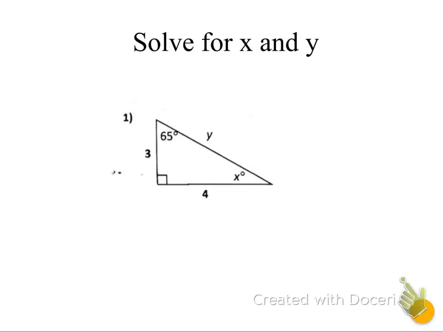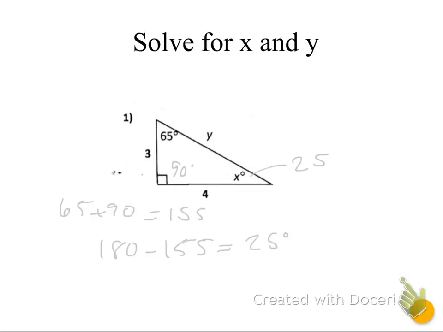Okay, solve for x and y. So I have this representing 90. All angles in a triangle should add to be 180, so let's go ahead and add 65 plus 90 to get 155, and subtract it from 180 to figure out what our x is. Which is 25, so this represents 25.